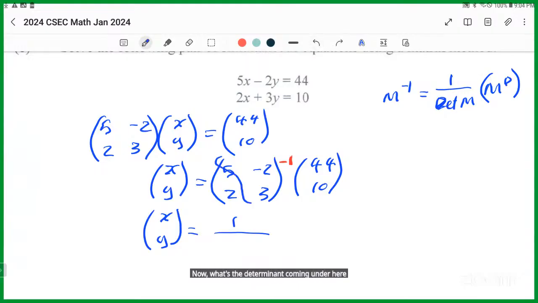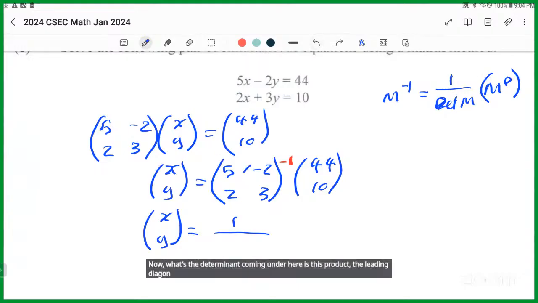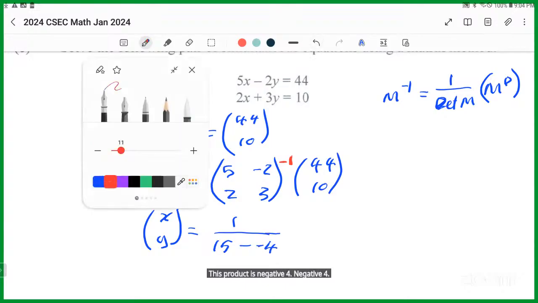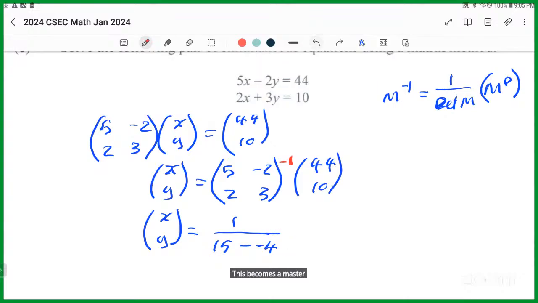Now, what's the determinant coming under here? It is the leading diagonal product minus the trailing diagonal product. So this product is 15. 5 times 3 is 15. Minus, this product is negative 4. Negative 4. This becomes a minus minus a plus. That actually becomes 19 under here.